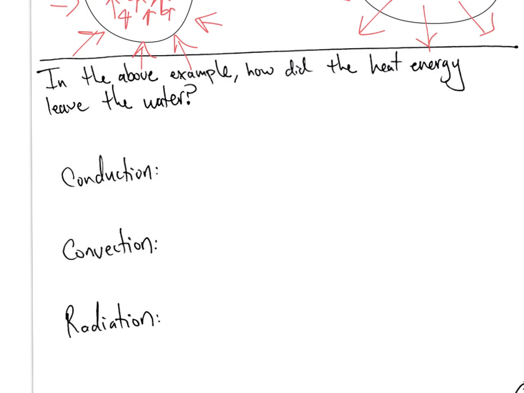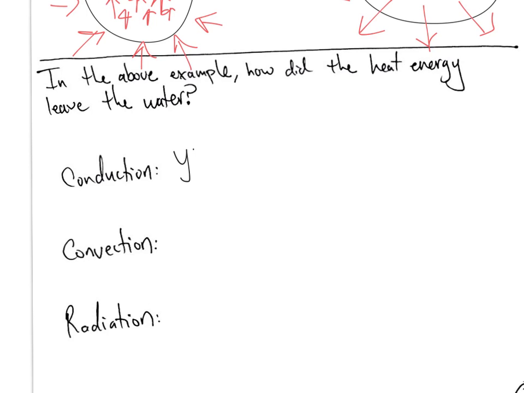So in the above example, how did the heat energy leave the water? We have different ways in which heat energy can be transferred: conduction, convection, and radiation. So here's an example for each.